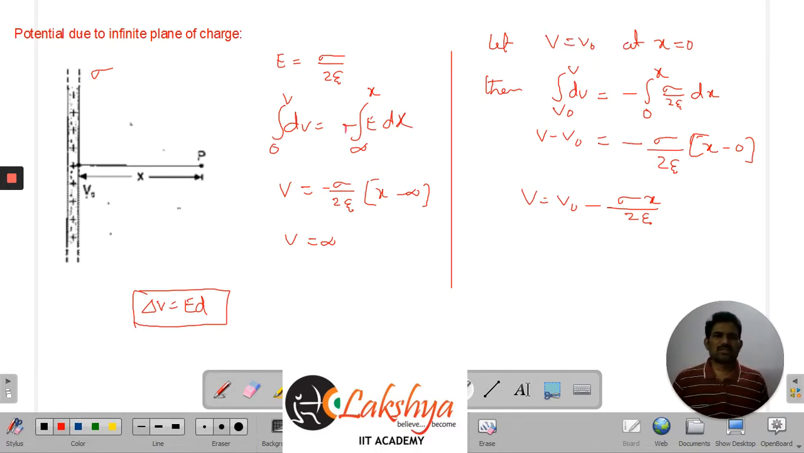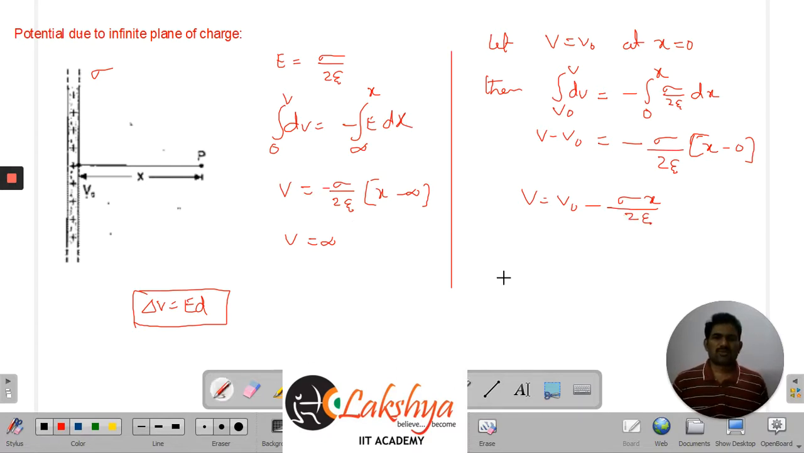Then just change the limits here. Instead of taking this infinity, now we'll take x value as 0, where the potential value is V naught. So I am changing the limits in this step here. Then V minus V naught is equal to, the same you will get, minus sigma by 2 epsilon naught. Instead of this infinity here, we need to write 0. Then V is equal to V naught minus sigma x by 2 epsilon naught.